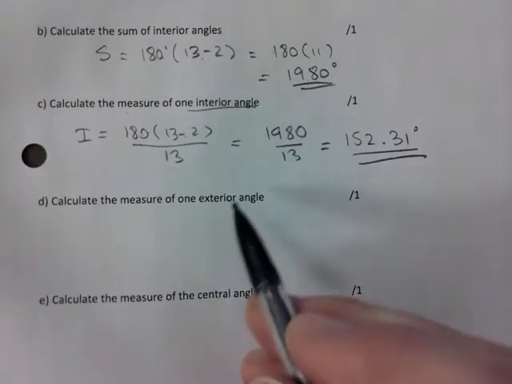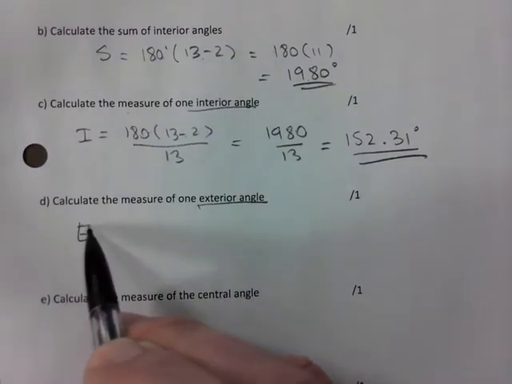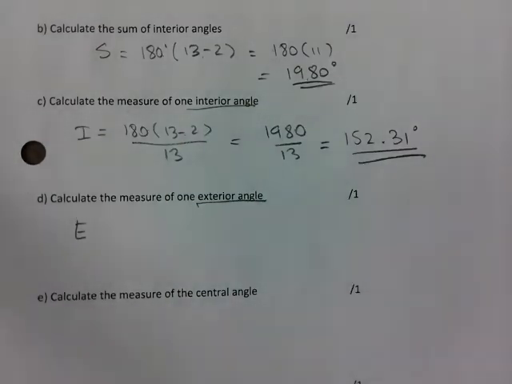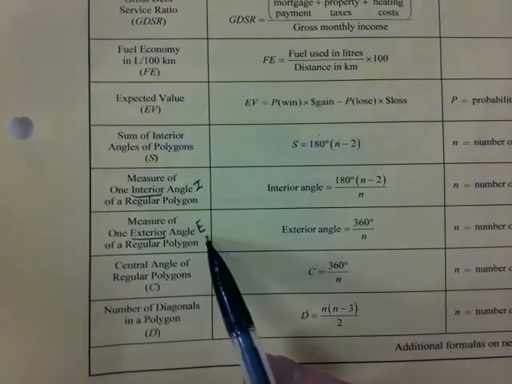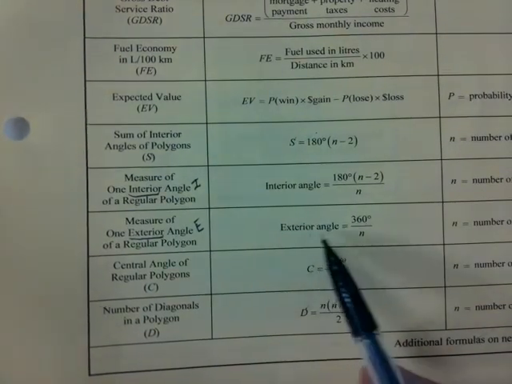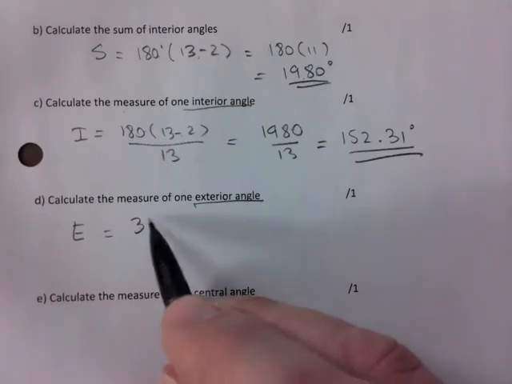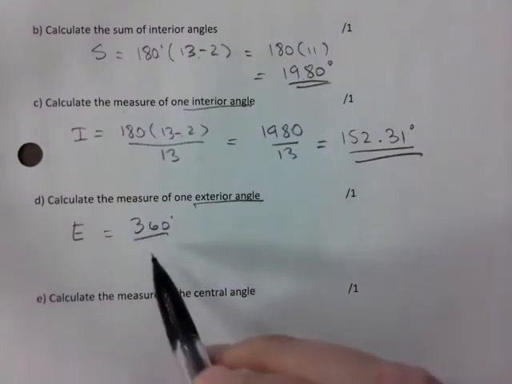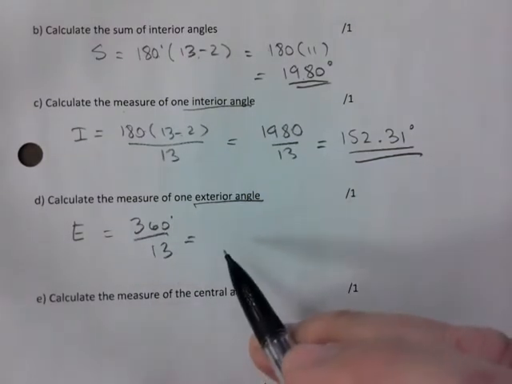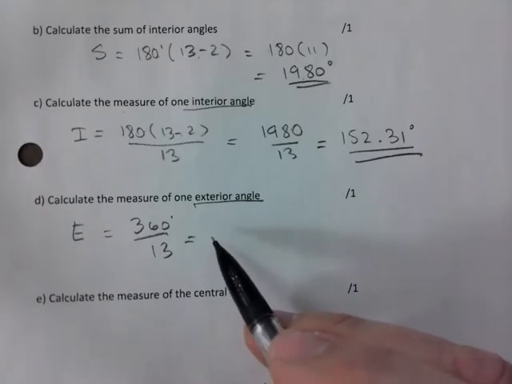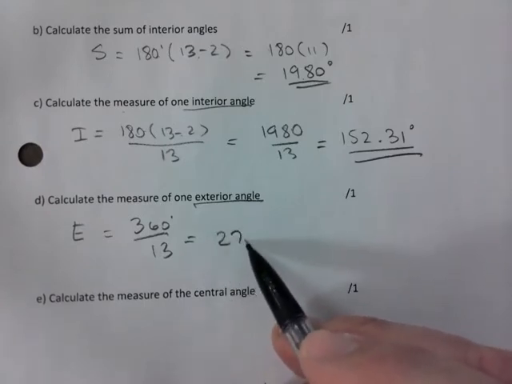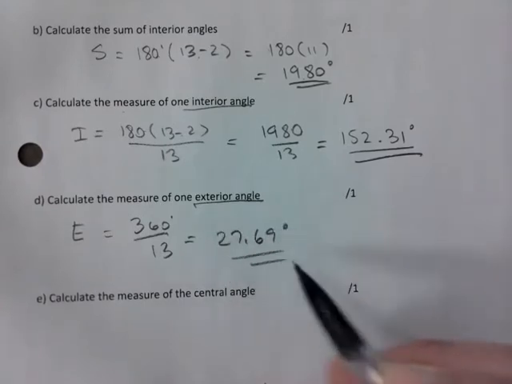The measure of one exterior angle, if you look at your formula sheet, right? If you don't know, it's like, what? I wasn't paying attention. I was sleeping the whole time. Well, there it is. Exterior angle, 360 divided by n. Okay? I don't know why anybody would sleep through my class, right? All right, this would be 27.69 degrees.